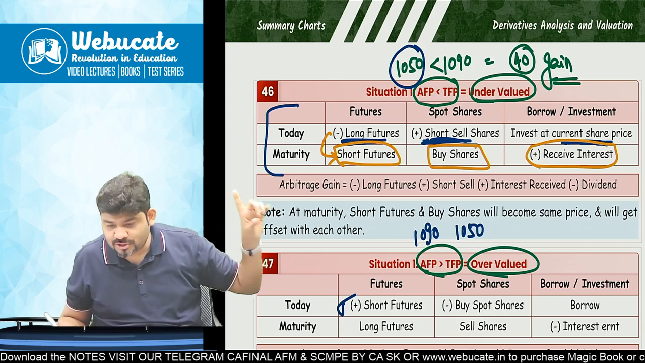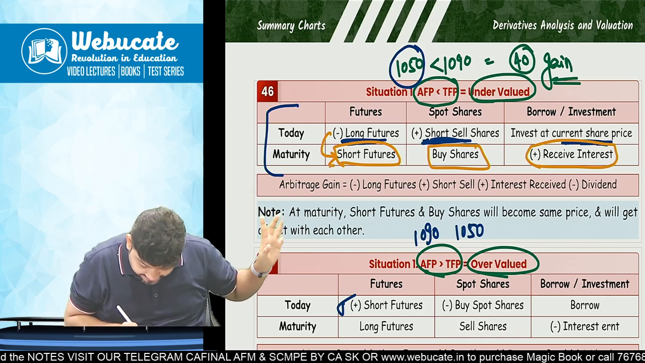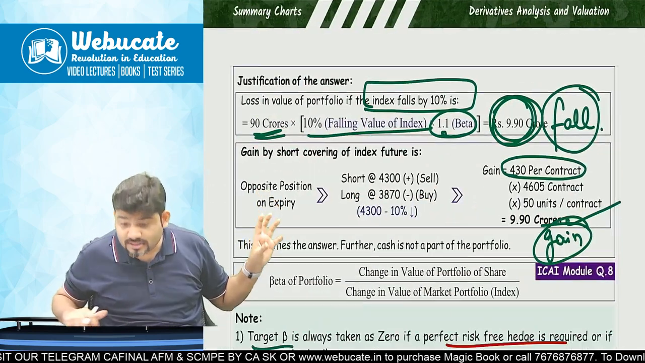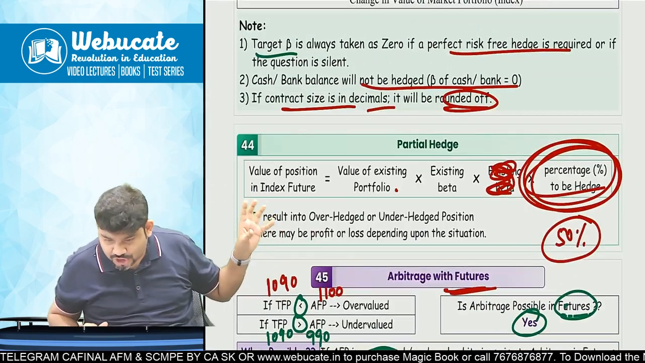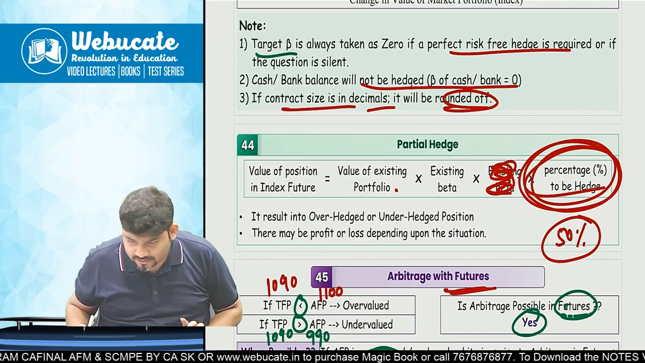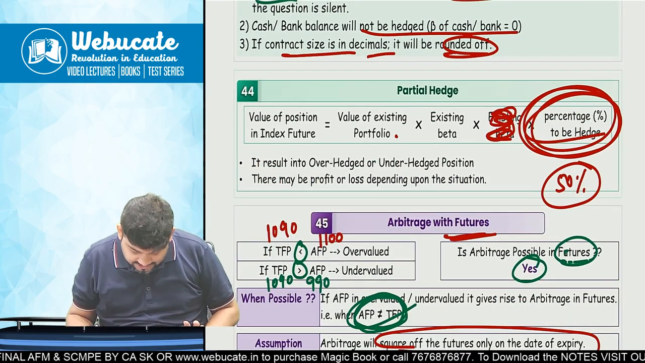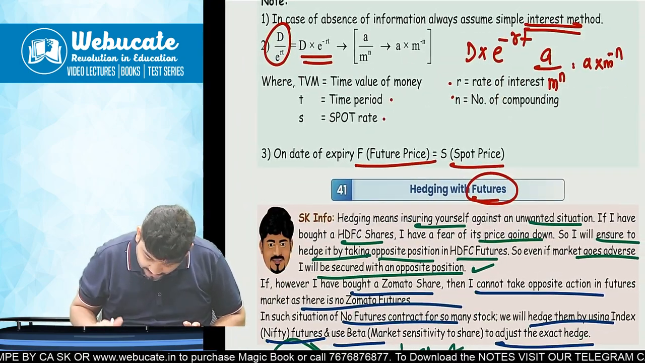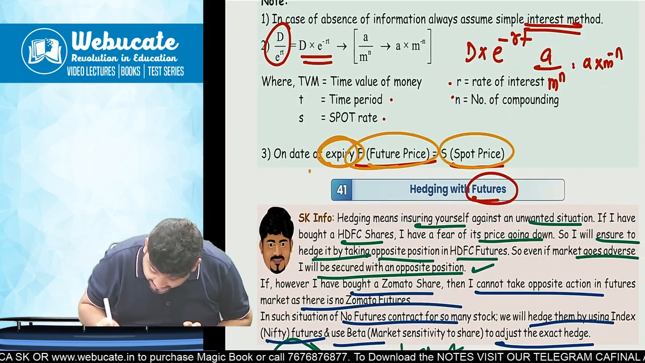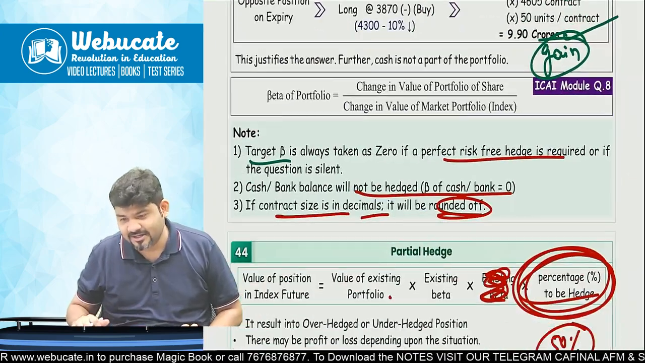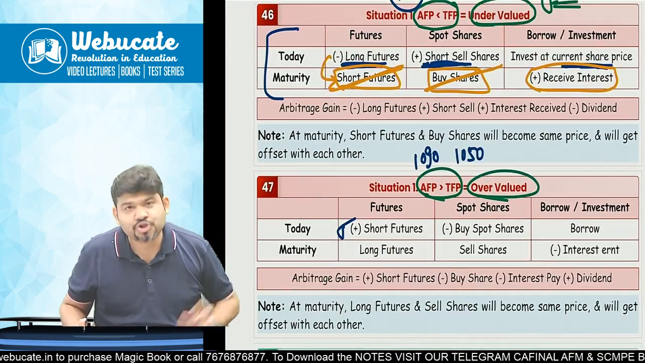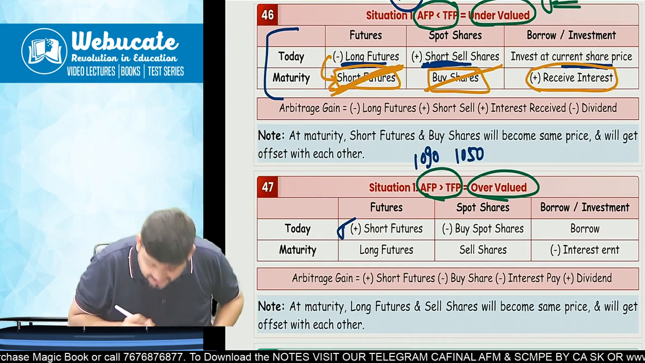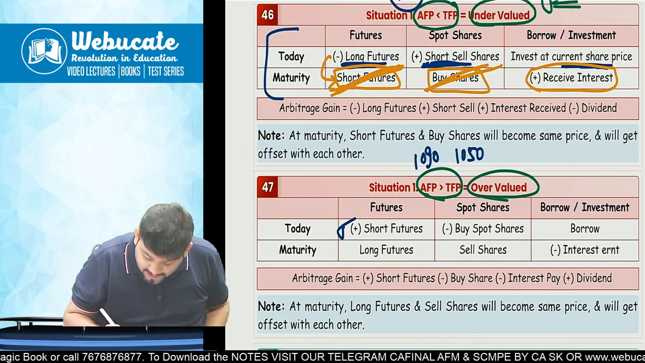So now what is going to happen? Short futures and buy shares will get cancelled. Why? Because on the day of expiry, on the day of maturity, it was written, no? On the date of expiry, futures price is equal to spot price, right? So on the day of maturity, short futures, buy shares, both prices are going to be the same. Short futures, money in. Buy shares, money out. Cancel.